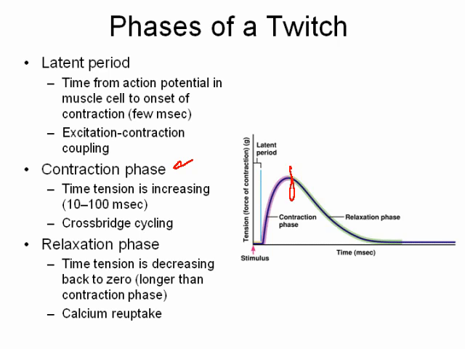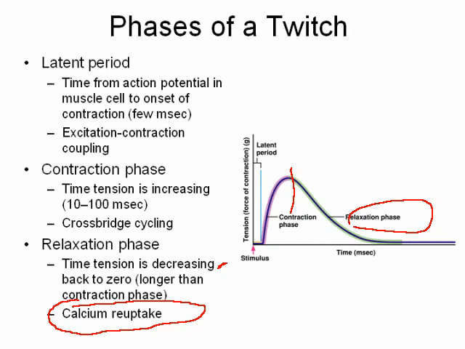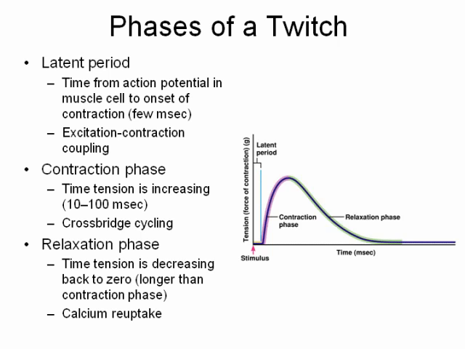The contraction phase, which goes on between the latent phase up to the peak of the muscle tension, is still fairly brief, 10 to 100 milliseconds, and it's when cross-bridge cycling is going on. So this is, of course, when the actin-myosin binding is going on. And then a much more prolonged phase is the relaxation phase. This is the time where muscle tension is decreasing and calcium uptake is going on. So even though we have these three phases, and in two of them, the latent period and relaxation phase, it looks like nothing is really happening, very important things are going on. They're just not that easy to see.